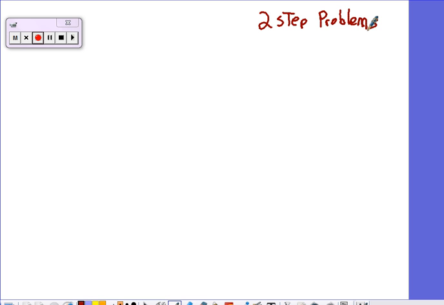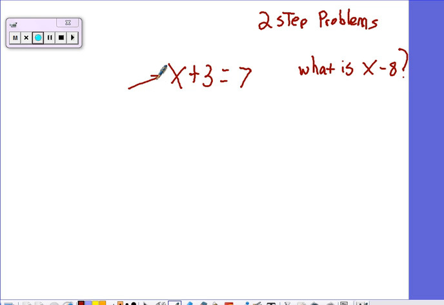So here's a 2-step problem. Here's the first part. X plus 3 equals 7, and what is x minus 8? All right, so before we can solve what is x minus 8, we have to know what x is. So we do this part first.